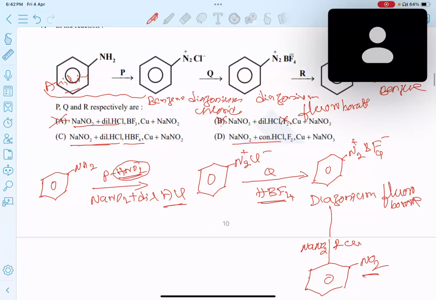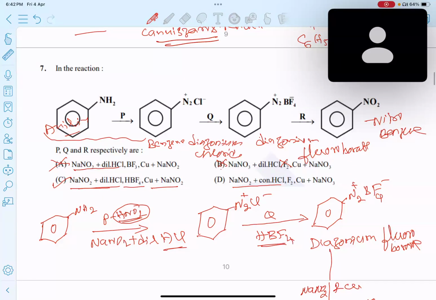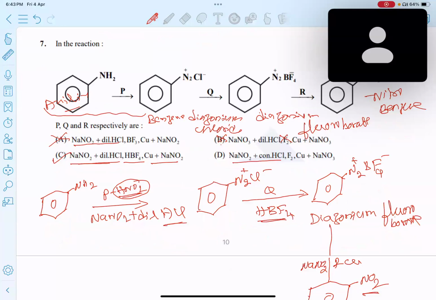Therefore, the correct option is C, NaNO2 plus Cu. So the correct answer for question number 7 is option C. In option D, NaNO3 is given, which is not possible. So the correct option is C. P is NaNO2 plus dilute HCl, Q is HBF4, and R is Cu plus NaNO2.